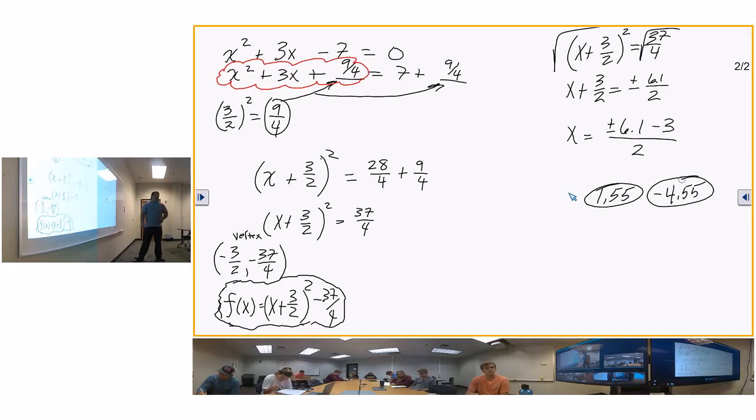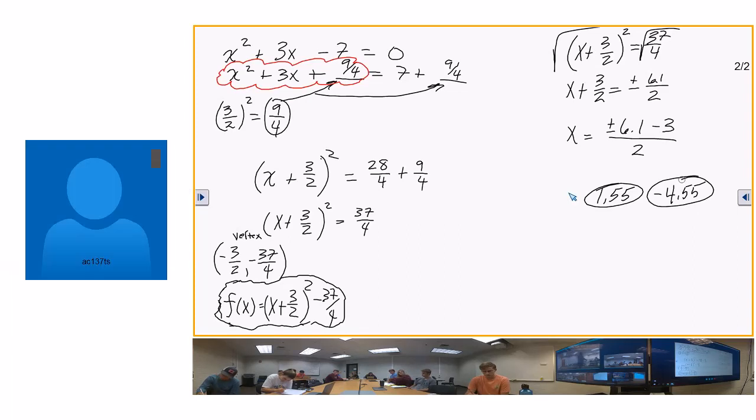Now draw it and do all the domain and range and stuff like that.